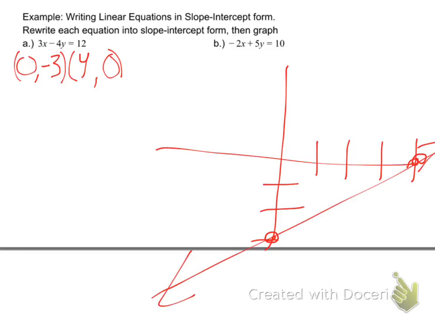Finding our x and y intercepts, we have a line that's graphed. But that's not what it wants us to do in this problem. It wants us to rewrite each equation into slope-intercept form, then graph it. So I want it to be in y equals mx plus b. What's so special about y equals mx plus b? How is that different than 3x minus 4y equals 12?